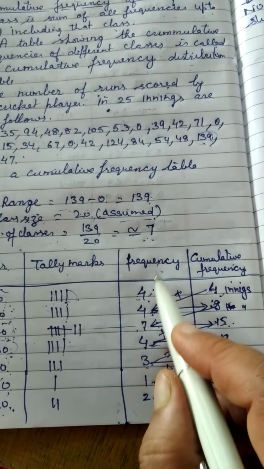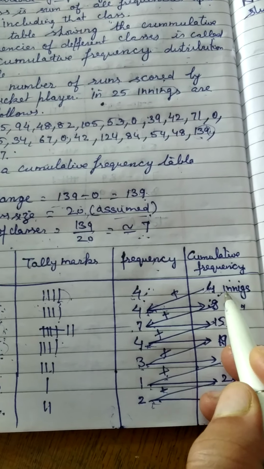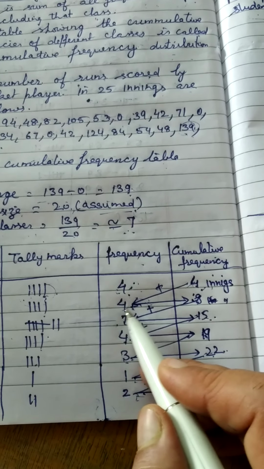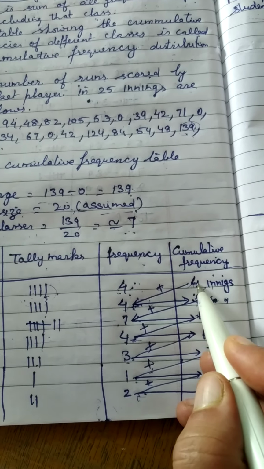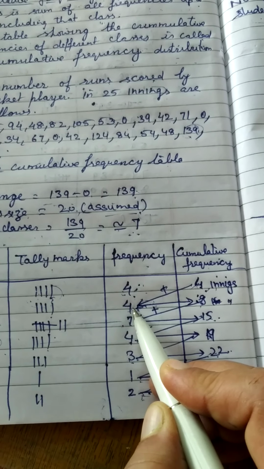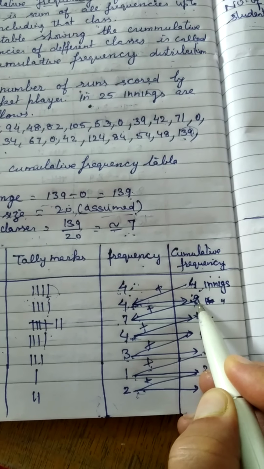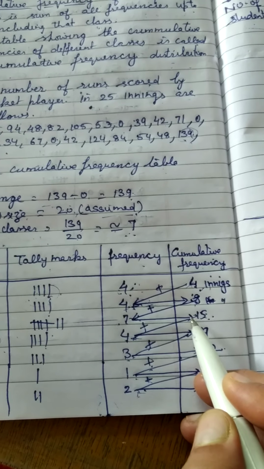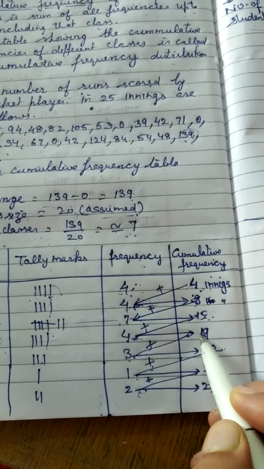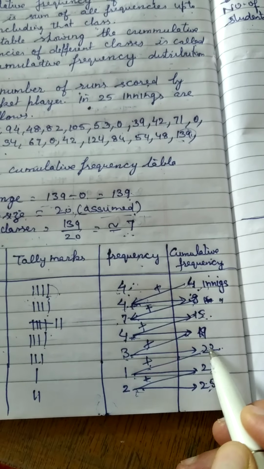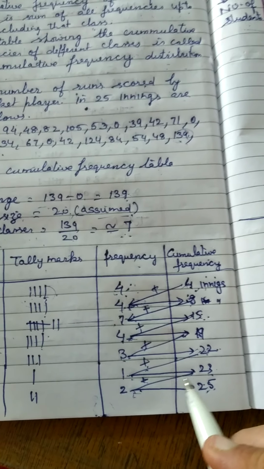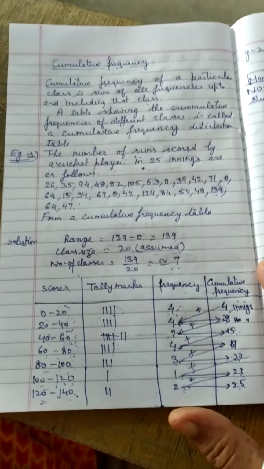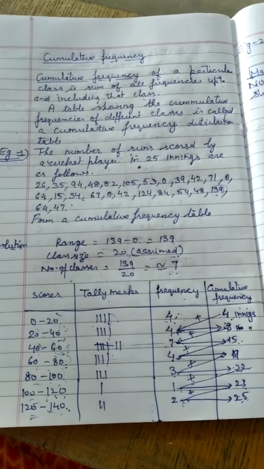See here the frequency is 4. In the first class interval it will remain the same. To find the cumulative frequency of the next class interval, we will add this 4 to the frequency of this class interval and it becomes 8. Then 8 plus 7, 15, then 15 plus 4, 19, 19 plus 3, 22, 22 plus 1, 23, 23 plus 2, 25. In this way we find the cumulative frequency table.